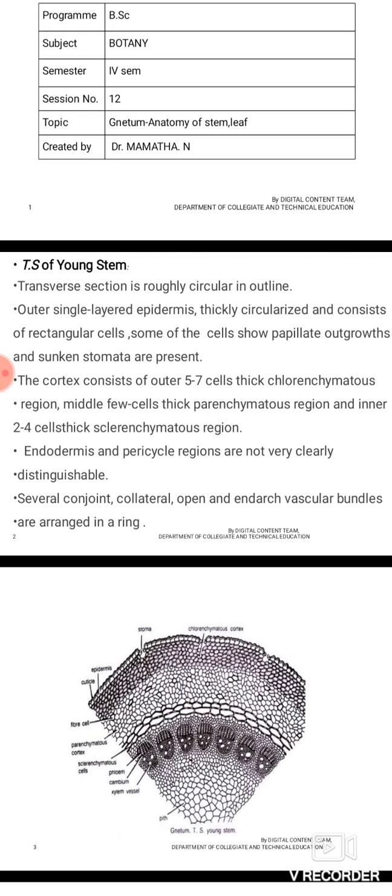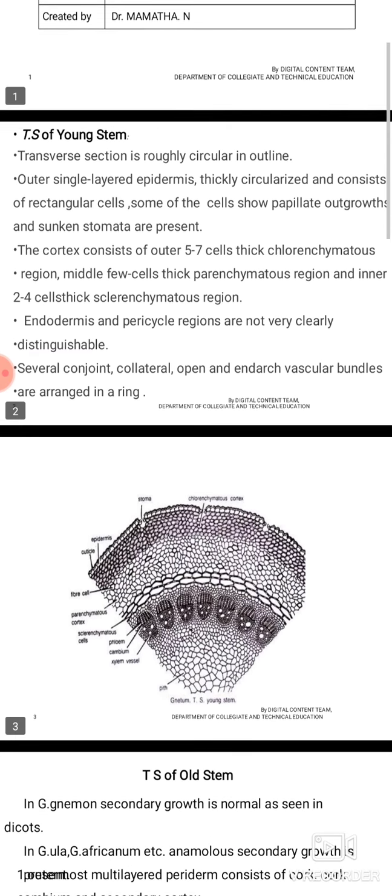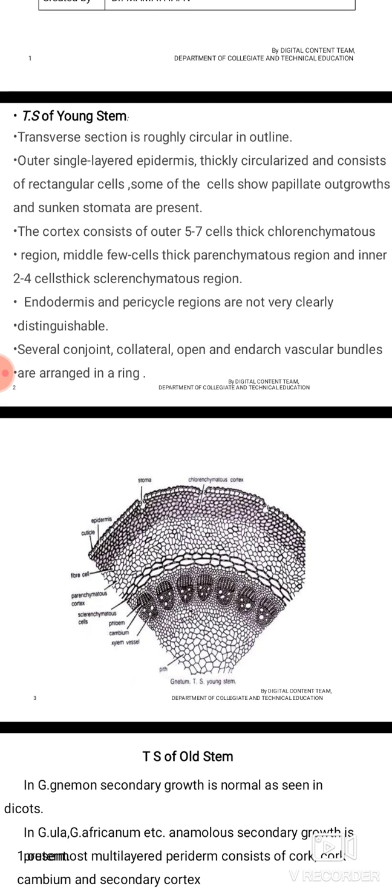The cortex consists of outer 5 to 7 cells thick chlorenchymatous region, middle few cells thick parenchymatous region, and inner 2 to 4 cell thick sclerenchymatous region. Endodermis and pericycle regions are not clearly distinguishable. Several conjoint collateral open and end arc vascular bundles are arranged in a ring.